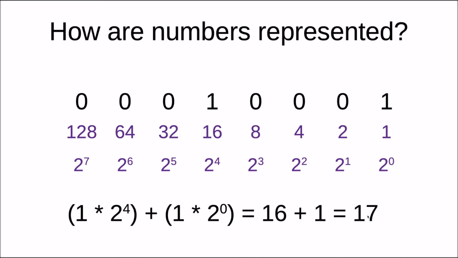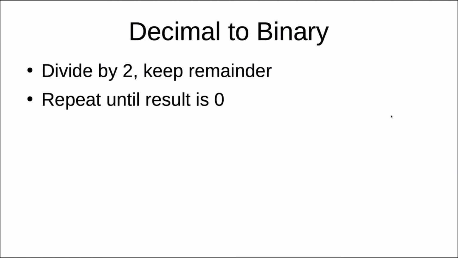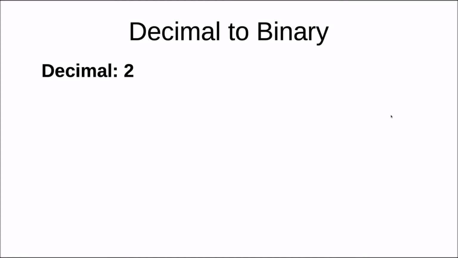Now, given a decimal number, how can we come up with the binary representation? If I give you 17, how can you come up with 1, 0, 0, 0, 1? The way this works is we take the decimal number, divide it by 2, and track the remainder. And we repeat this until the result is 0. Let's take a look at an example.